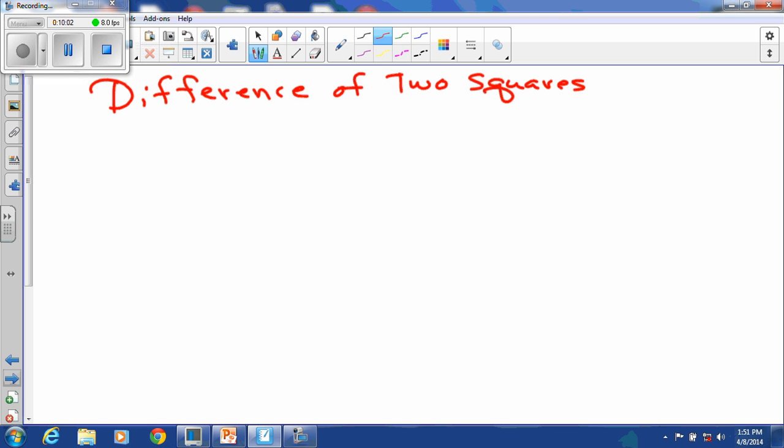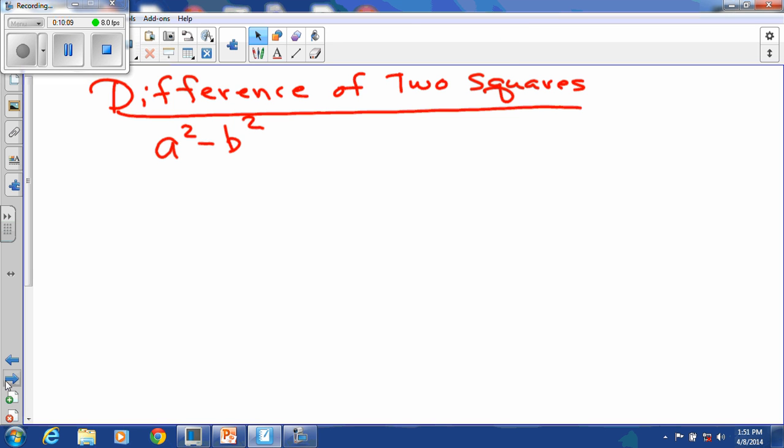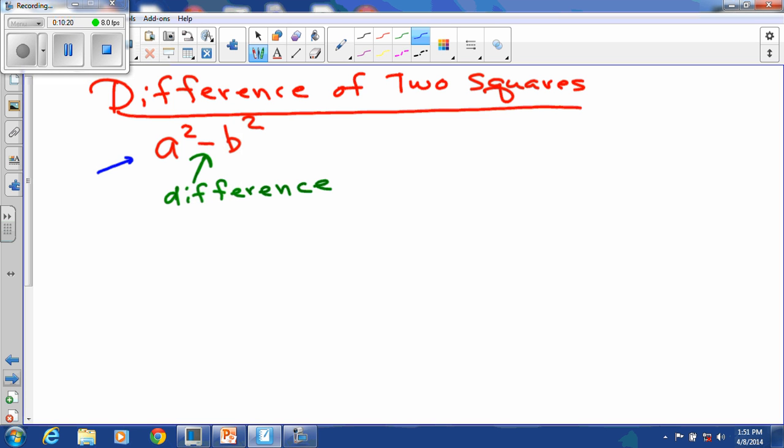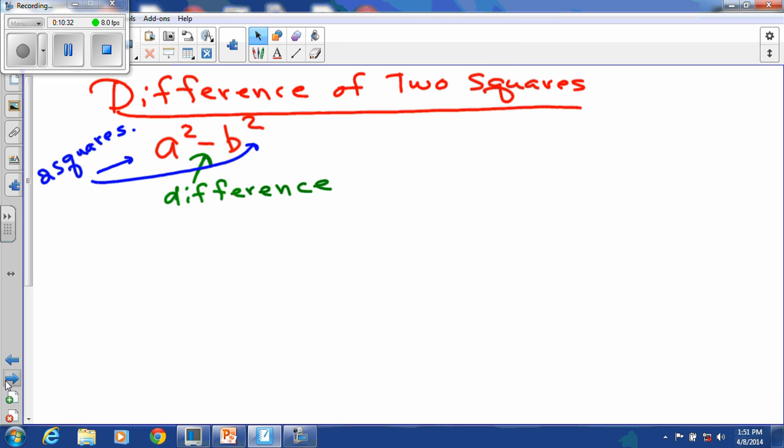The difference of two squares looks like this. A squared minus B squared. So we have, again, I'm going to label this difference because we're subtracting. Here's one square. There's another square, so we have two squares. How do we get this product? This is the answer we get as a result of multiplying this type of binomial.